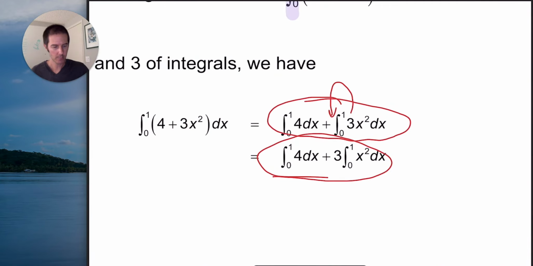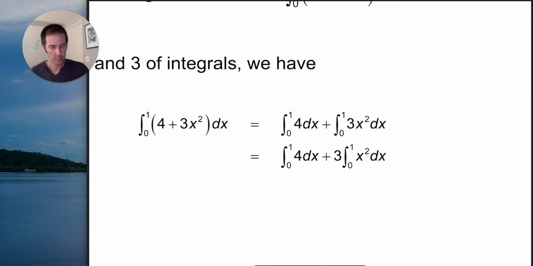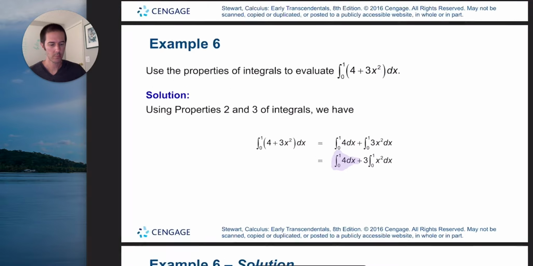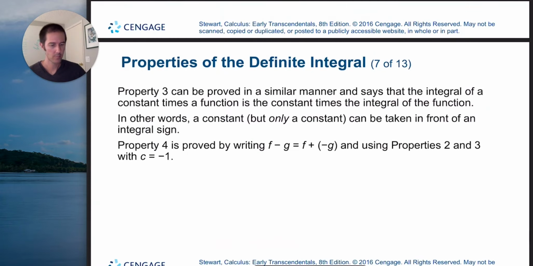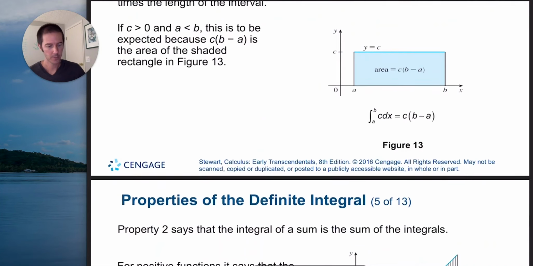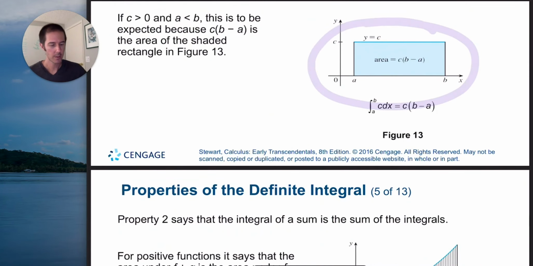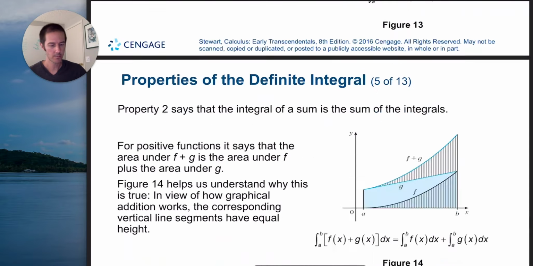Notice that in this integral, you're integrating from 0 to 1, and what's your integrand? It's a constant value. It's the number 4. So you can use this property in order to evaluate that integral.